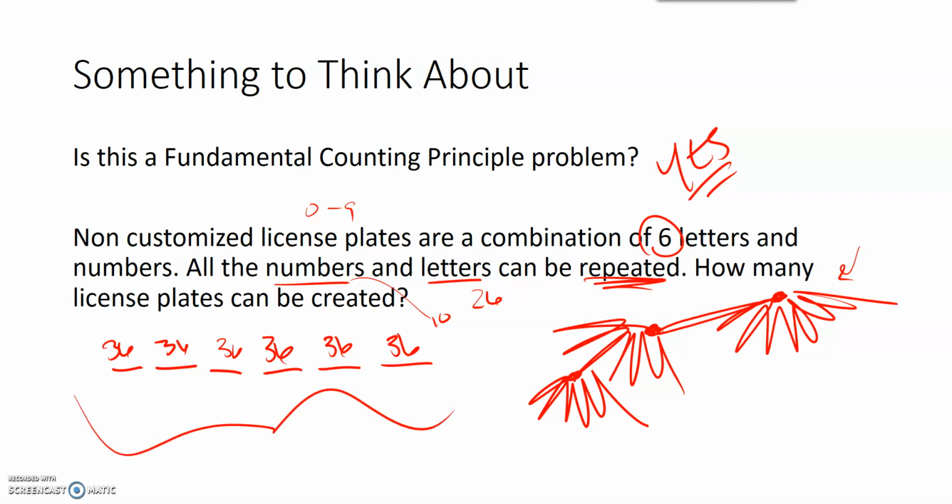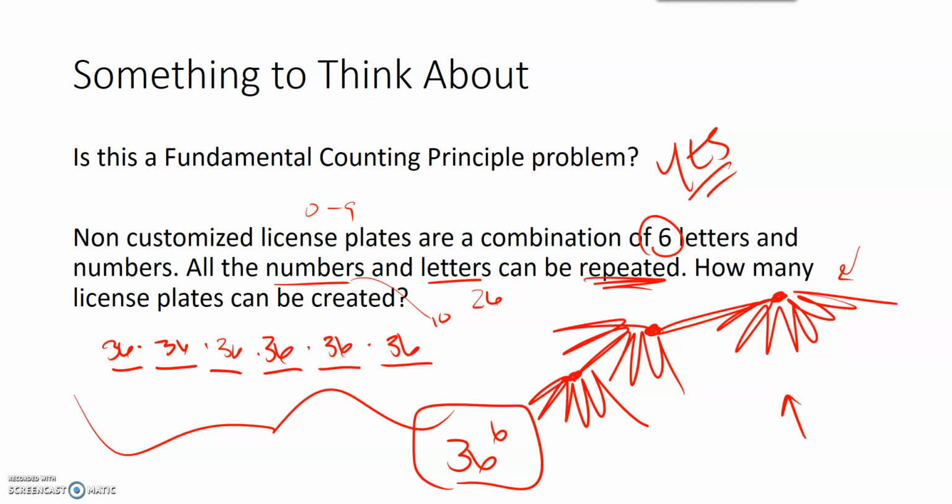Okay, you have 36 each time because each spot is going to be a number or a letter, and they can be repeated. So really the answer here, you could put it in your calculator, but I would say 36 to the 6th is just as acceptable, because you have 6 36s there, and you're multiplying them all together. This is a great case where drawing this tree would not be a good idea, because that's going to be a messy tree. Okay, so yes, this is a good fundamental counting principle problem, just presented in a slightly different way.